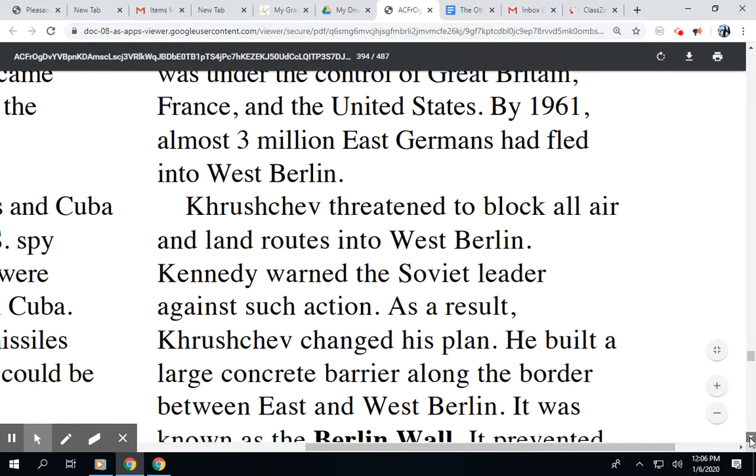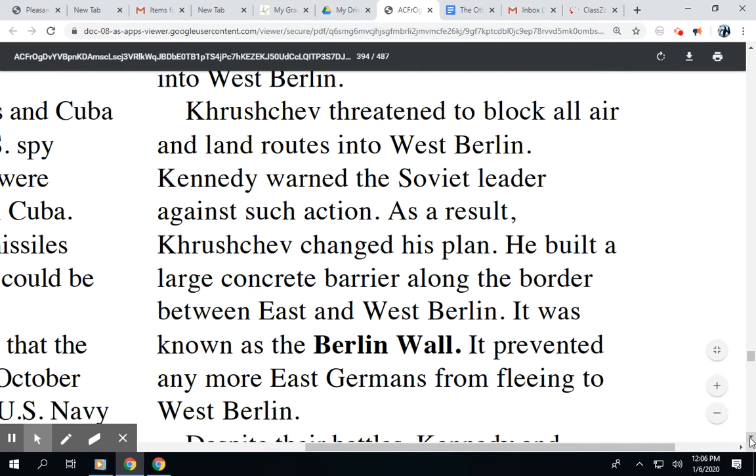Khrushchev threatened to block all air and land routes into West Berlin. Kennedy warned the Soviet leader against such action. As a result, Khrushchev changed his plan. He built a large concrete barrier along the border between East and West Berlin. It was known as the Berlin Wall. It prevented any more East Germans from fleeing to West Berlin.